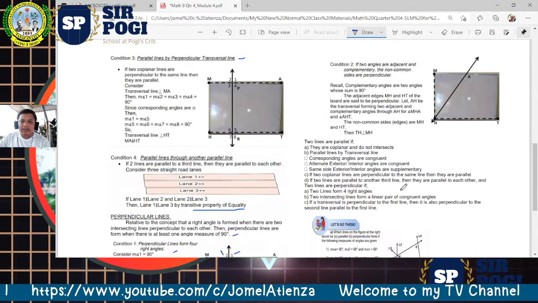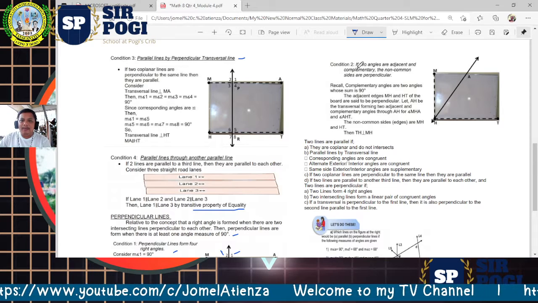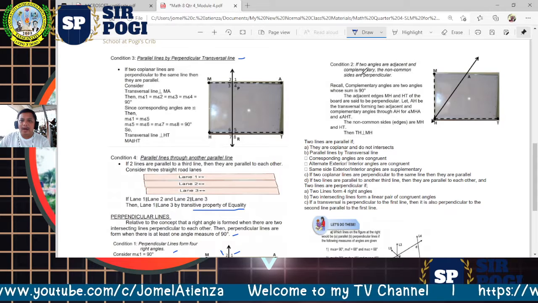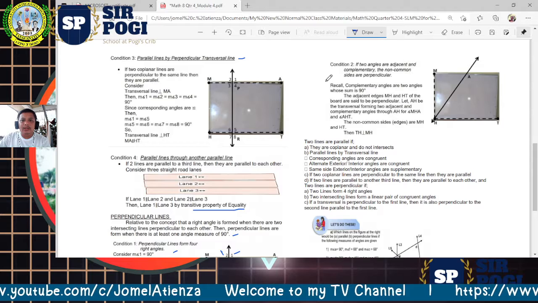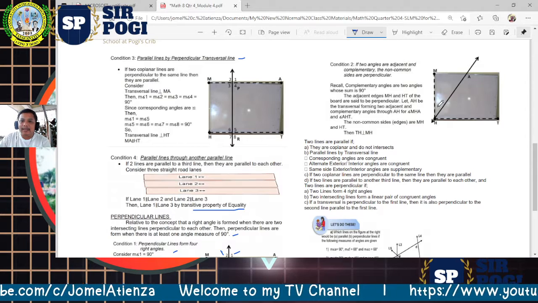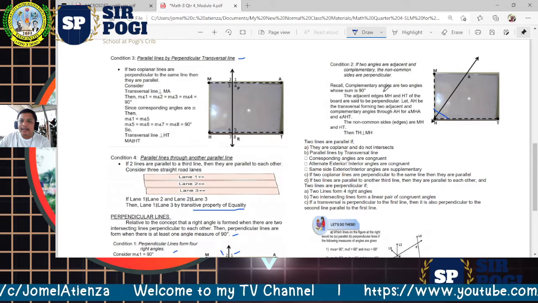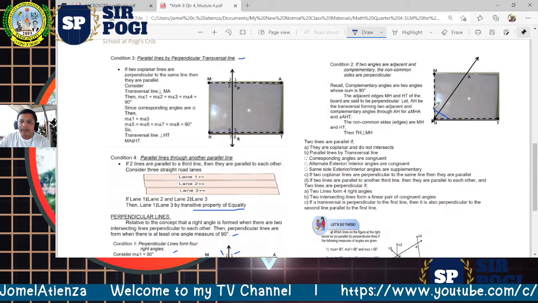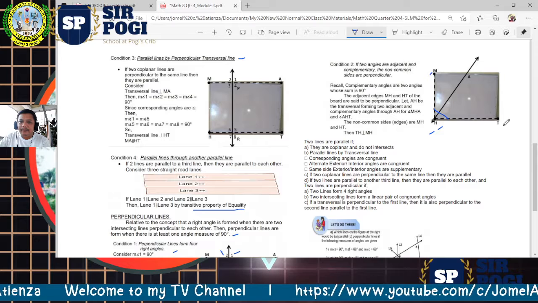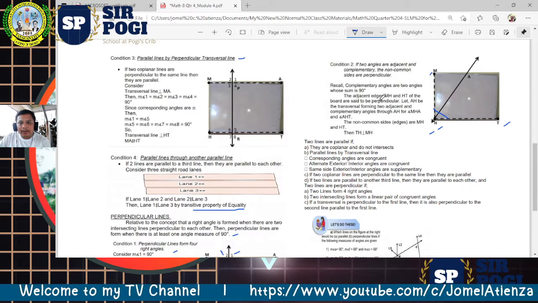Then condition number 2: if two angles are adjacent and complementary, the non-common sides are perpendicular. Perpendicular naman daw po yun. So recall, complementary angles are two angles whose sum is 90 degrees. So kagaya nito, the adjacent edges MH and HT of the board are said to be perpendicular.